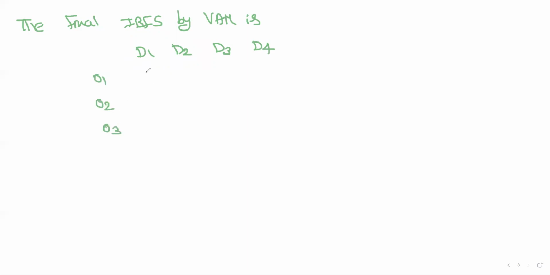The final initial basic feasible solution by VAM, Vogel's approximation method, is: we have 4 destinations, D1, D2, D3, D4, and origins we have 3 only.